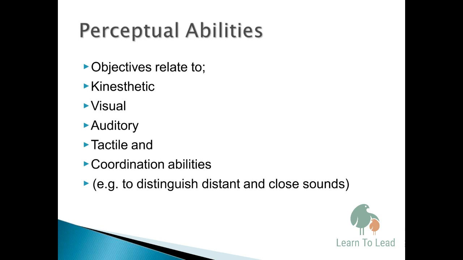Tactile abilities allow us to feel objects and surfaces. They are important for activities such as cooking, playing with clay, and giving massages. Coordination abilities allow us to move our bodies smoothly and efficiently. They are important for activities such as walking, running, and playing sports. All of these perceptual abilities are important for our everyday lives. They allow us to interact with our surroundings, learn new things, and enjoy our hobbies.